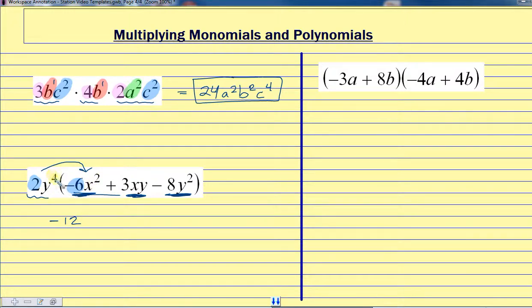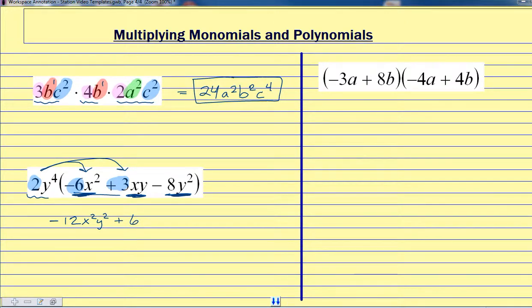And then for my variables, I have a y to the 4th and an x squared. So y is not going to increase powers because there's no more y's, and x isn't going to increase powers because there's no more x's. So we'll just write them in alphabetical order, x squared, y squared. They just blend together. For the second term, 2 is going to multiply to the coefficient positive 3. So I'm going to get positive 6.